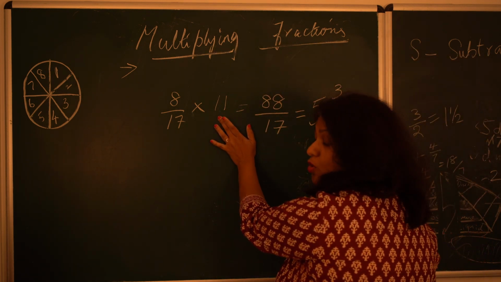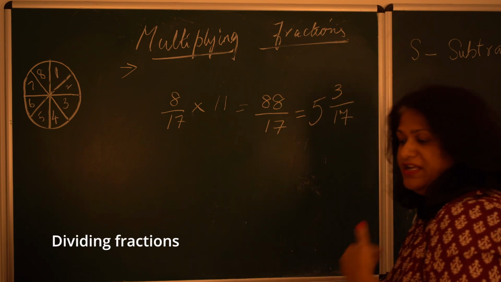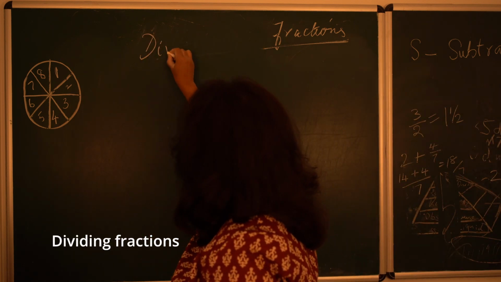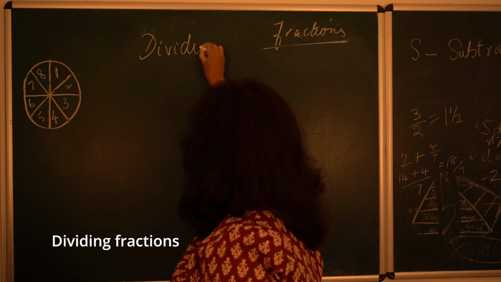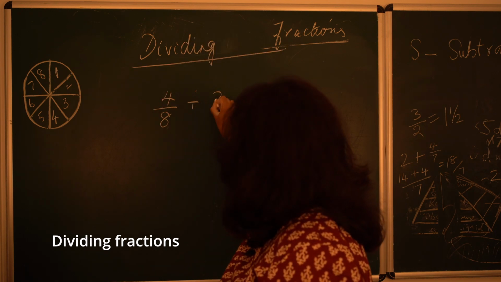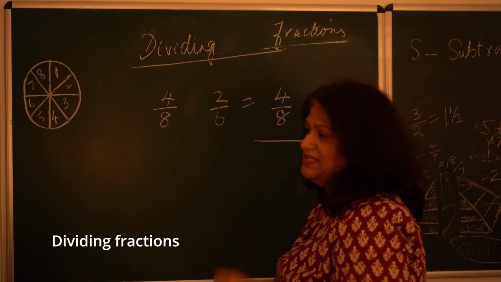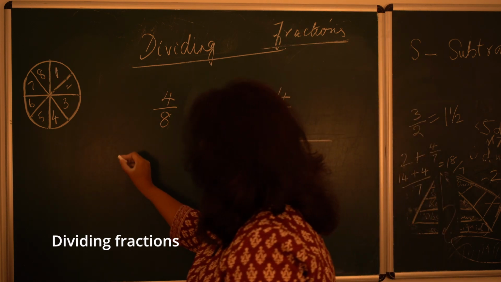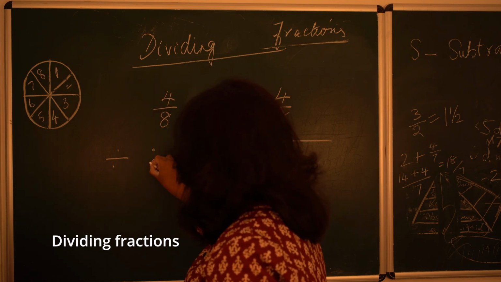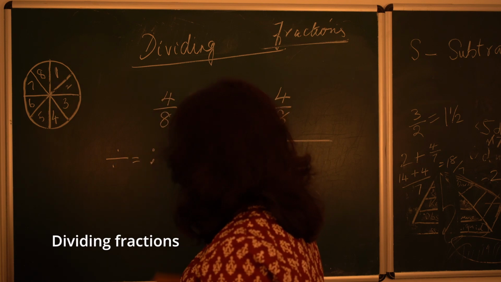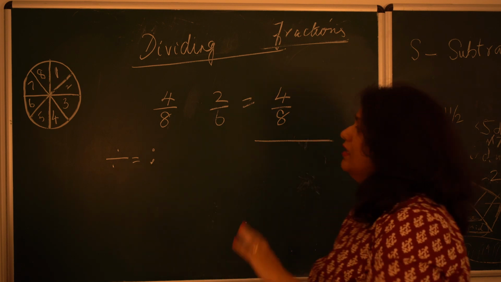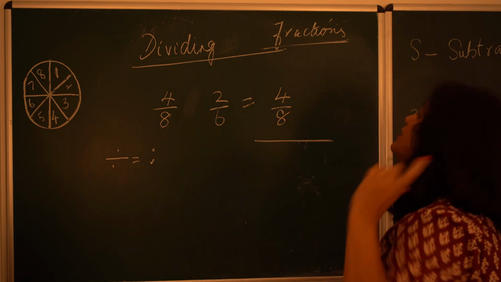Now this is with the whole number. Let's move on to the next one. We have something called division in fractions, dividing fractions. 4 by 8 divided by 2 by 6. In India, where I come from, we write division like this. Here you guys write it like this. Remember that. Don't get confused.